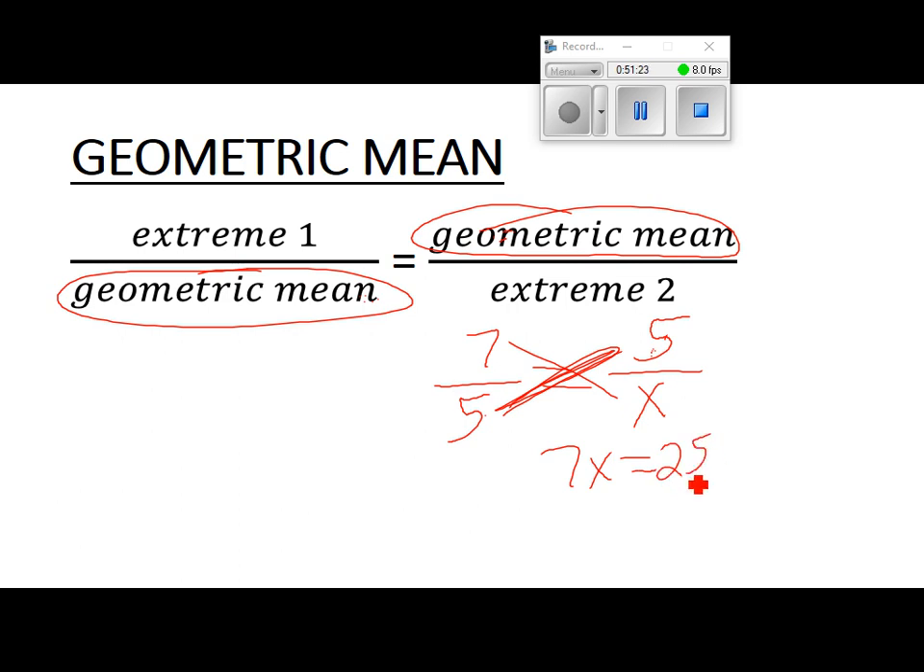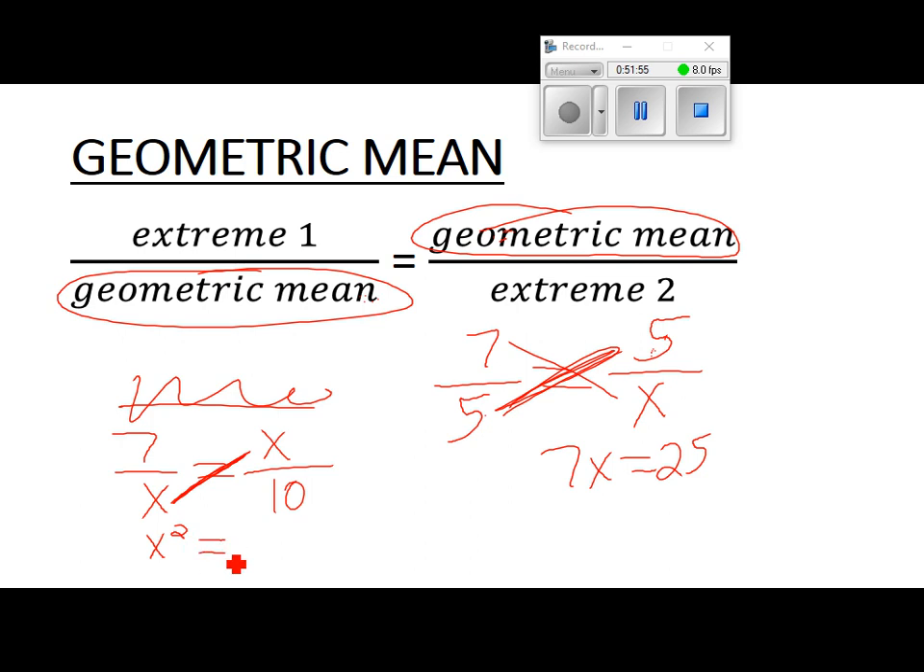The other thing that could happen: if we say 7 compares to x, the same as, what's going to have to go on top over here? X compares to 10, just making up a number. When we cross multiply here, watch this, because this is a little different. You have to remember some of your algebra. What's x times x give you? X squared. And then going the other way is 70. And then what are you going to have to do to solve for that? Take the square root of it.